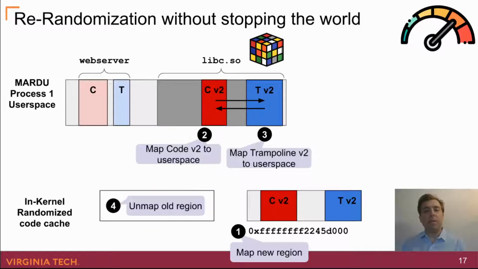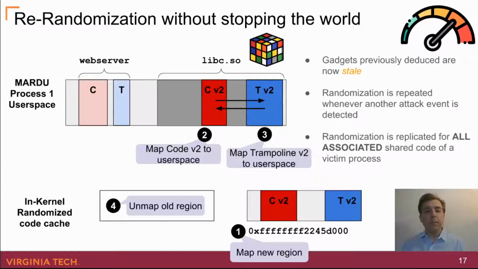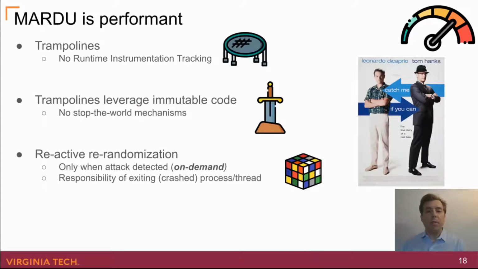Once the reference count for the first version reaches 0, we can safely unmap the old version of libc and unmap the kernel memory for it as well. This process makes any gathered information, if any, stale and useless to the attacker. And then to further clarify, this re-randomization scheme is repeated on demand whenever an attack event is detected for any number of associated code that might have been compromised. With all these techniques, we're able to make MARDU performant. In essence, MARDU wants to always be one step ahead of the attacker, which can be seen as similar to how the con artist is always one step ahead of the FBI agent chasing him in Catch Me If You Can.